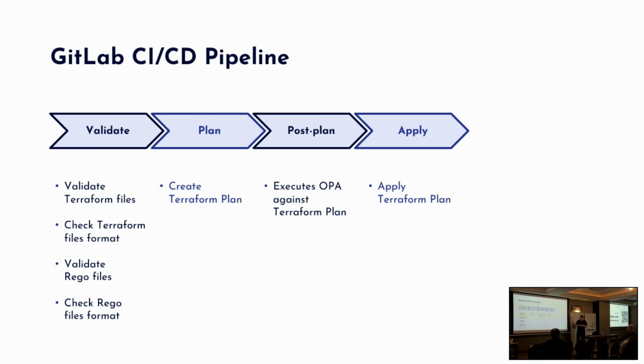In plan, we will create a Terraform plan. Next, we will transform this Terraform plan to a JSON Terraform plan and execute OPA against the Terraform plan. For example, today we will decide: can we use this resource in AWS or not? So one is allowed, another is prohibited. And next, we will apply. If everything is okay, so our Terraform code follows all our policies, we can apply our code.